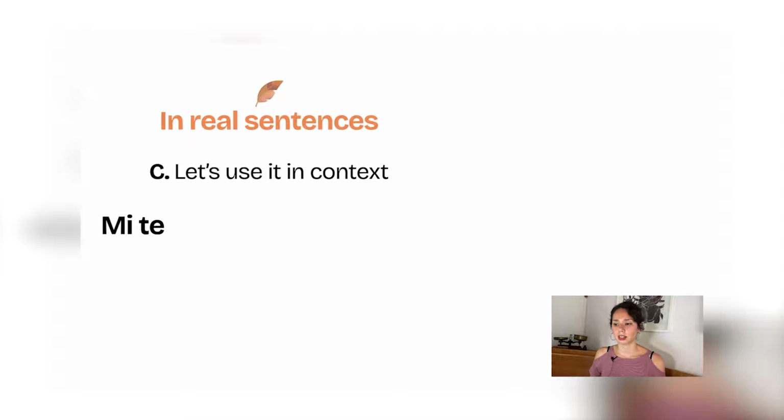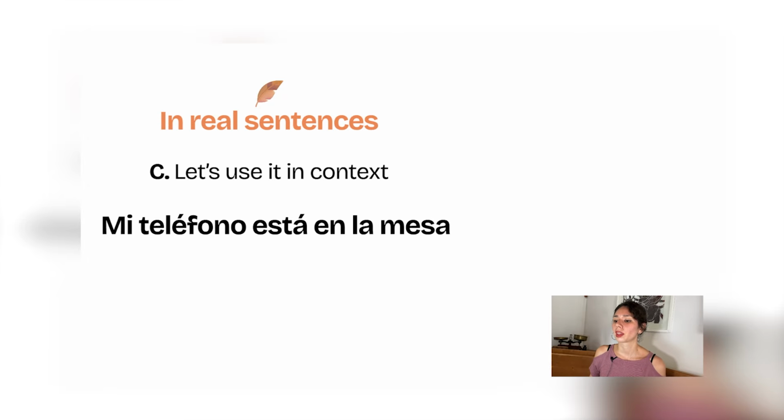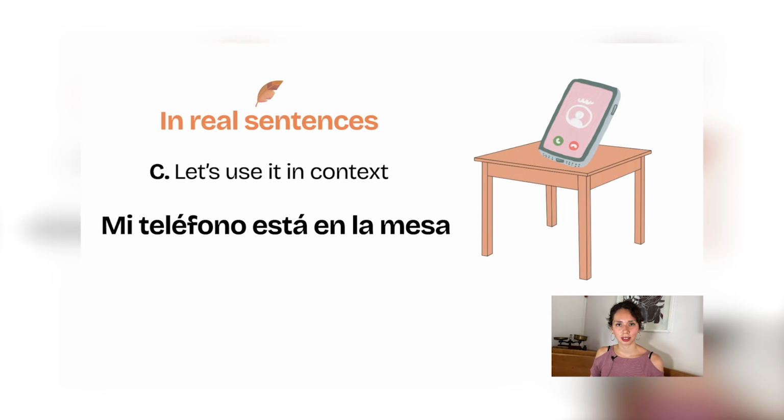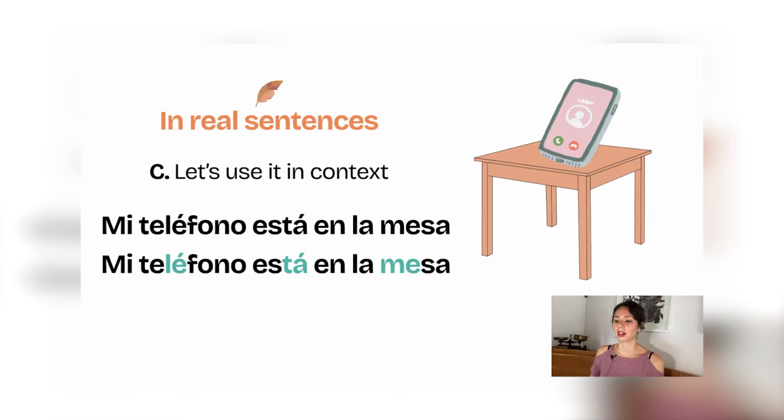Now let's practice in a real sentence. Let's use it in context. For example, ejemplo, mi teléfono está en la mesa. Do you know where the stress is in every word? Mi is just one syllable, right? Mi. Teléfono, you have the accent mark. Está, again an accent mark. En, la, mesa. The stress is in me, mesa.